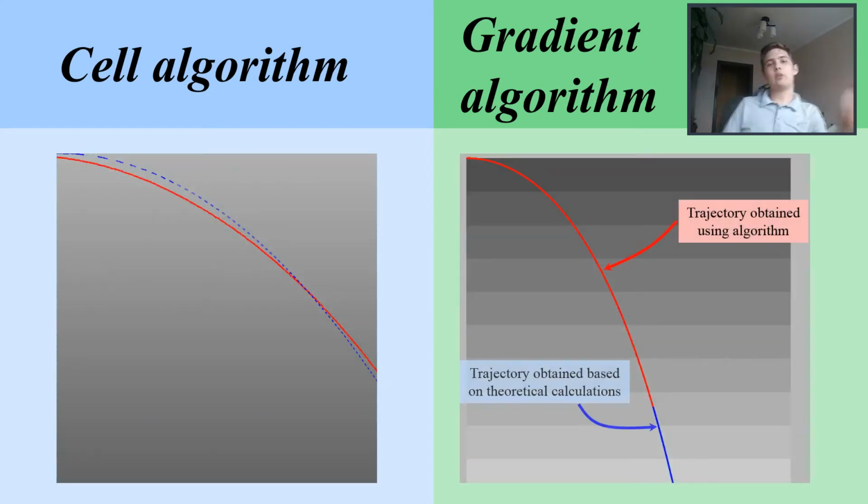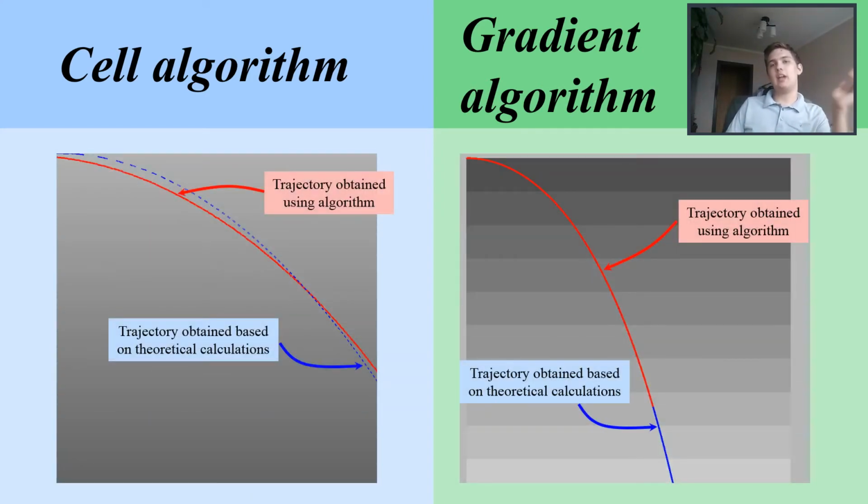After implementing both algorithms, we decided to check their accuracies. And as you can see from the slides, the accuracy of both algorithms is high. In fact, the deviation of the theoretical curve from the practical one for the gradient algorithm is less than 1%, whereas for the cell algorithm, it's approximately 1.6%.